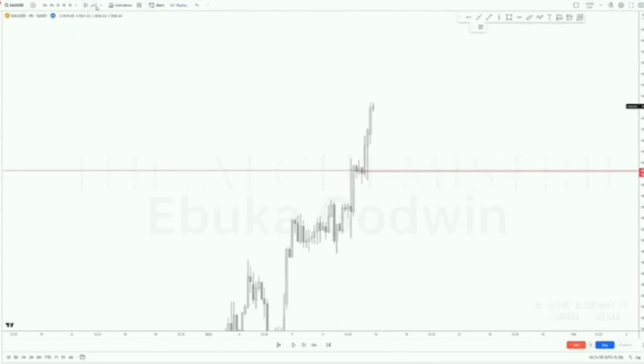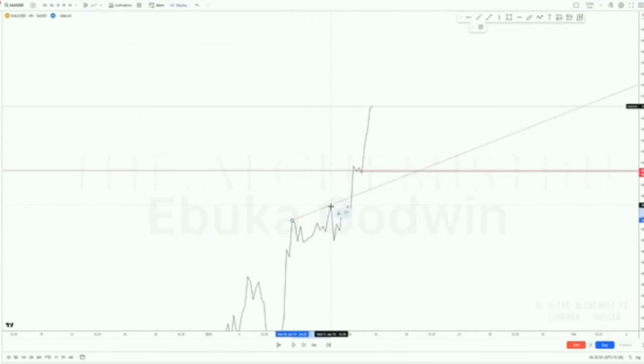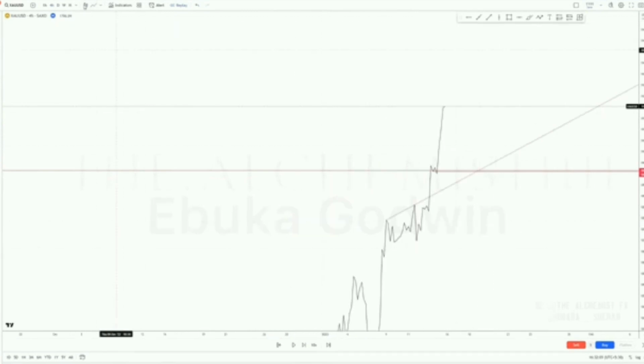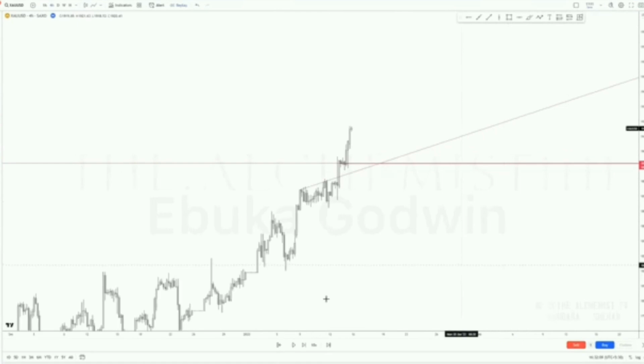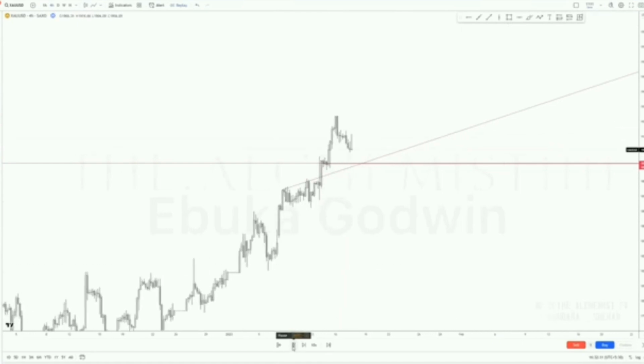And then, look at this. We had trend lines. You might be wondering what type of trend line this is. This is a type of break and retest trend line. We will talk about trend lines later. Now look at the precision. What I want to show you is the precision. Look at that.